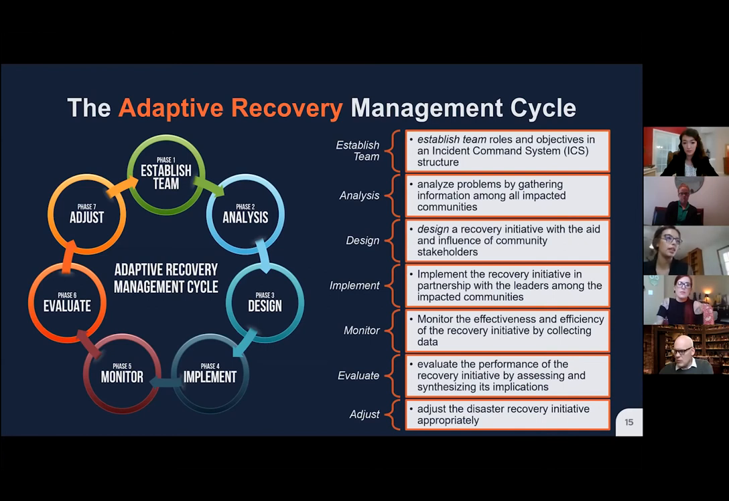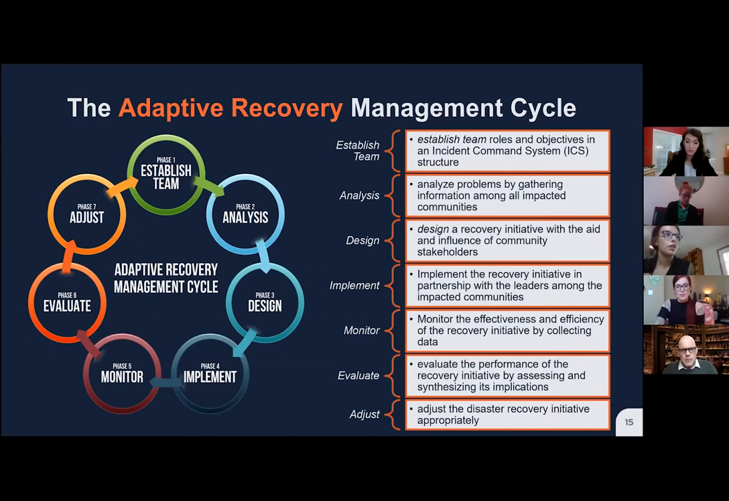And then going into the design phase, after the information is gathered from all impacted communities, we can then move into the design phase to create the recovery initiatives. The recovery initiatives that are designed must incorporate measures of equality to support the scientific impacts as well as the perceived impacts among communities. After designing an initiative, the ARMC team will use the implementation phase to activate their initiative among the impacted communities. Active communication between the ARMC team and the representatives of all impacted communities will ensure multicultural compliance and operational success.